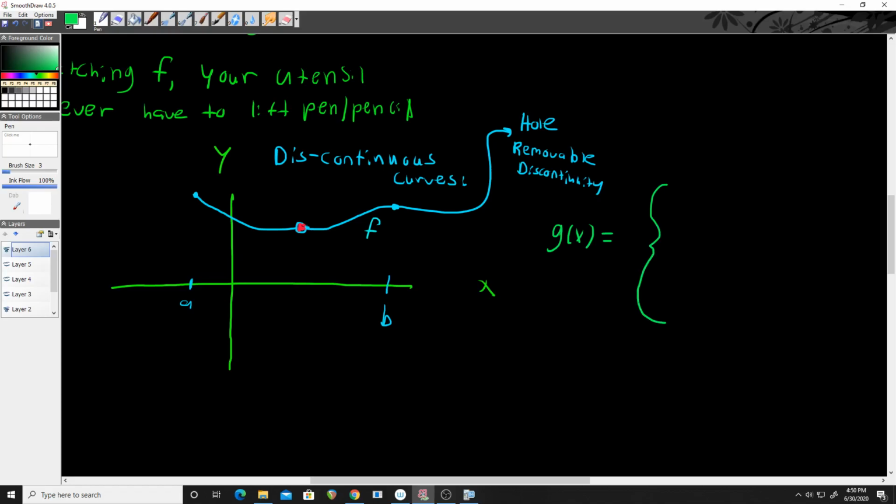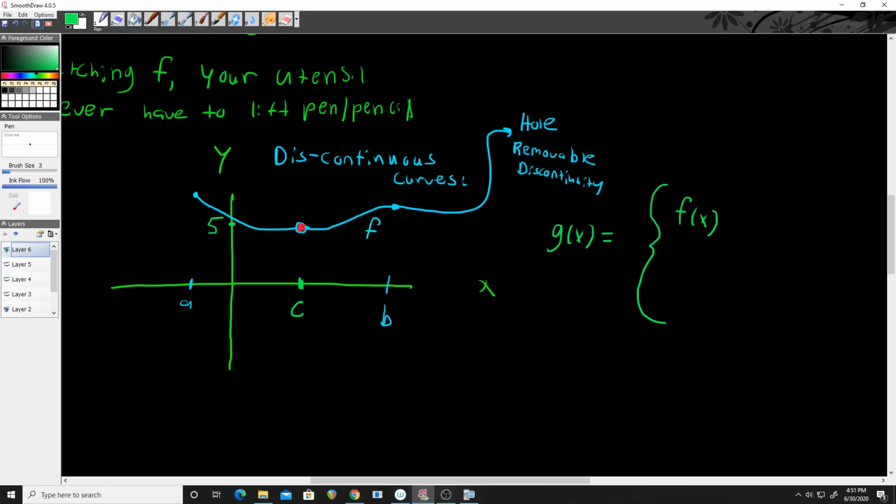Much better. Let's let g be f of x, and I want to be kind of general here. Let's say this is x equals c. And the y value of that hole, for the sake of this video, let's just say it's 5. We can define a new function g, which is exactly the same as f, which is the blue curve.